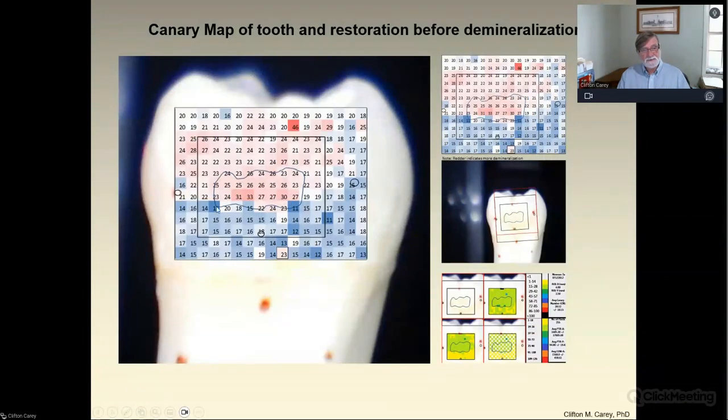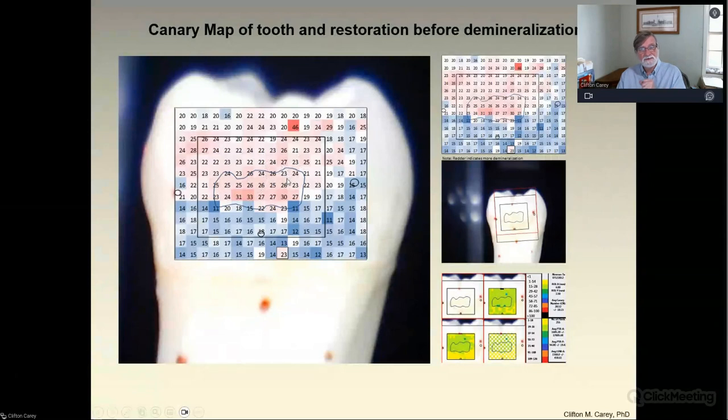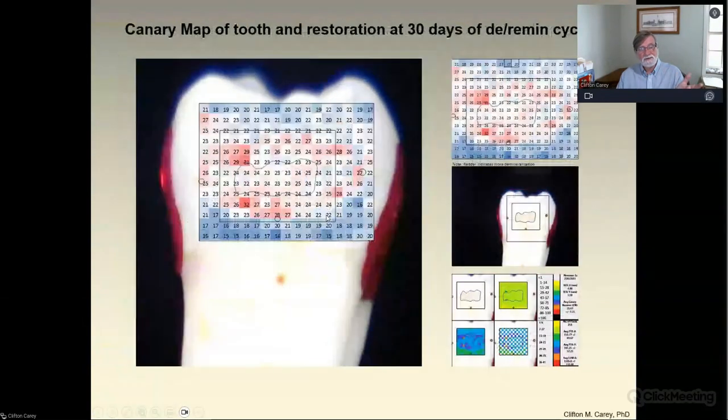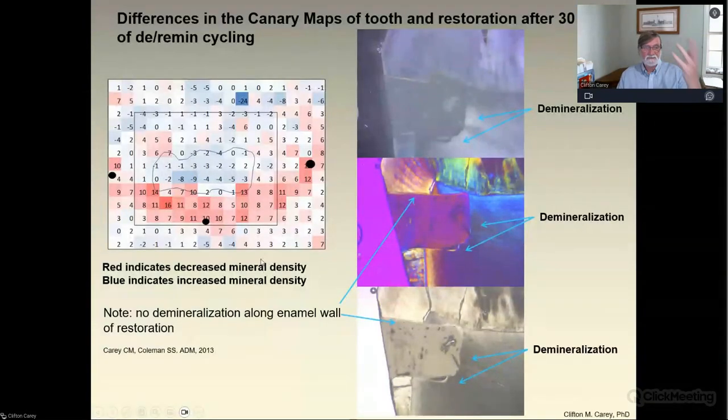And you can see that the blue area is not demineralized. There's some demineralization through the others, but it's not terrible. This is what it looked like afterwards. If you subtract one from the other, you'll see that this area of the tooth was getting demineralized over 30 days of that cyclic acid and saliva experience.